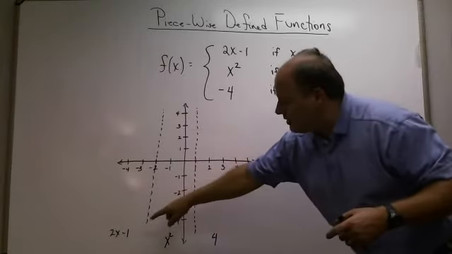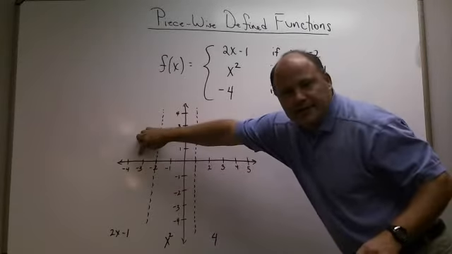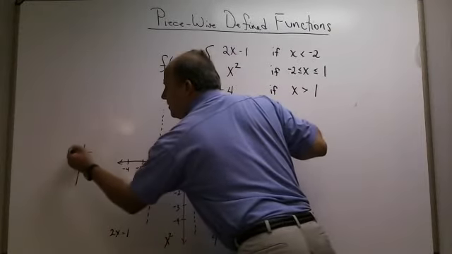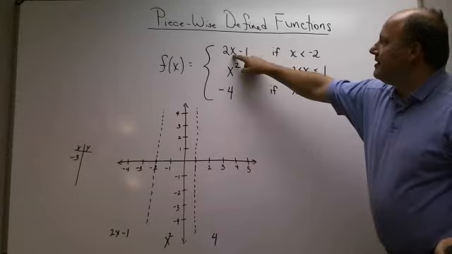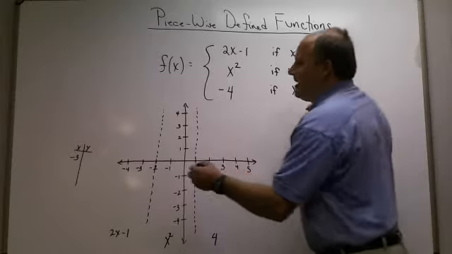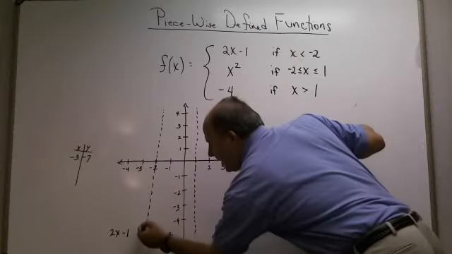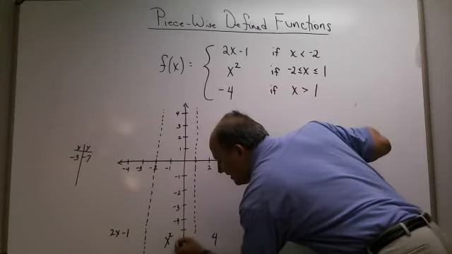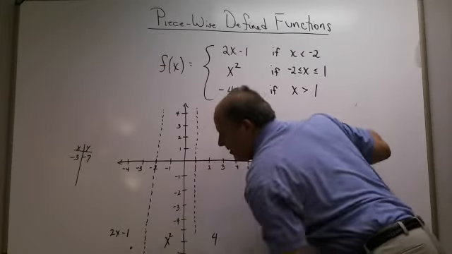The 2x minus 1 is a line with a slope of 2 and a y-intercept of -1. Of course, the y-intercept is not over there, so I suggest you just find a point over there. If you plug -3 into the function, -3 is less than -2, so you use this piece. 2 times -3 is -6, minus 1 is -7. So it's the point (-3, -7). Now -7 is way down here, so I might have to extend this a little farther: -5, -6, -7. And that's a point right there.